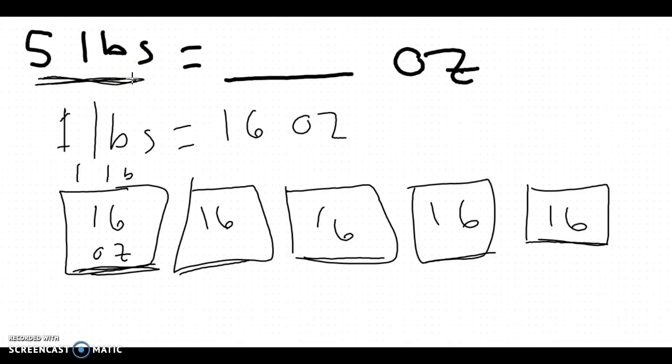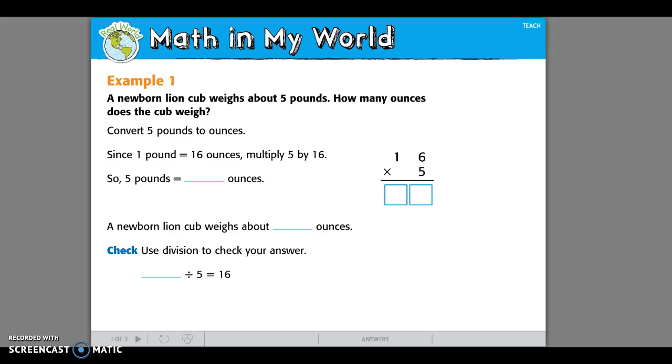Now, to find the total number of ounces, I would take my 16 and I would multiply it by 5. 5 times 6 is 30. 0 carry 3. 5 times 1 is 5. Plus 3 is 8. So 5 pounds is the same as 80 ounces. So if I go back to my question, a newborn lion cub weighs about 80 ounces.